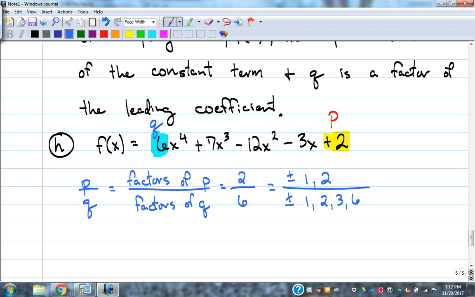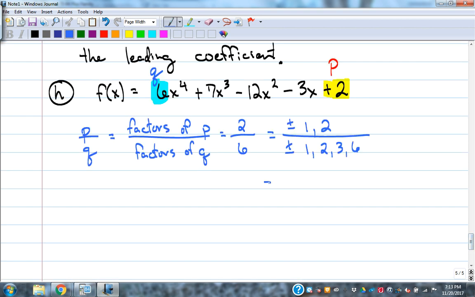Technically, it's plus or minus on each of those because you could have a positive 1 times a positive 6, or you could have a negative 1 times a negative 6. You have positive 2 times a negative 3. You know, it could mix and match to get that number, okay? So then you build your list. So we haven't built our list yet. This is the list of possible rational zeros. Okay? It's a set.